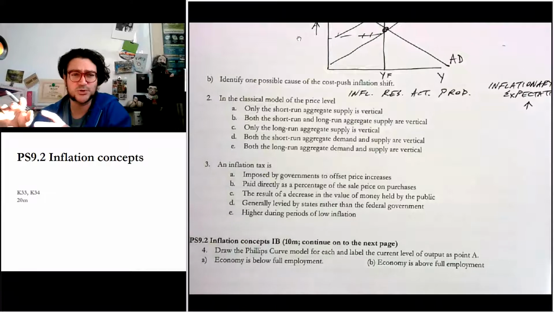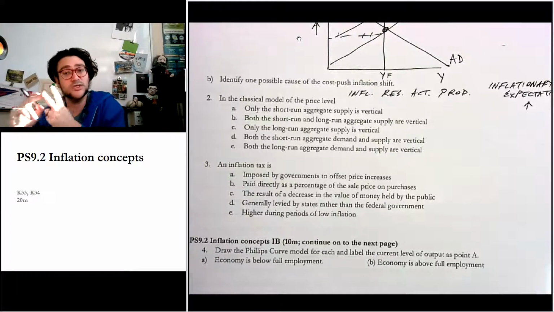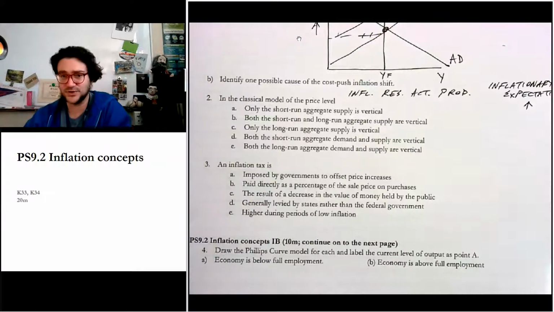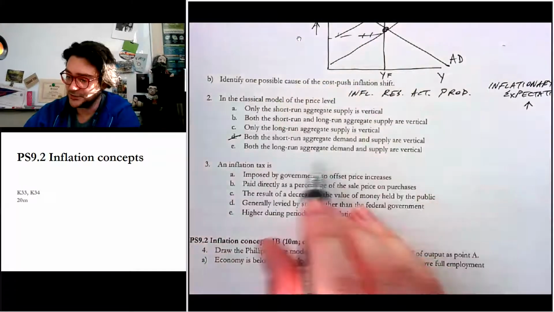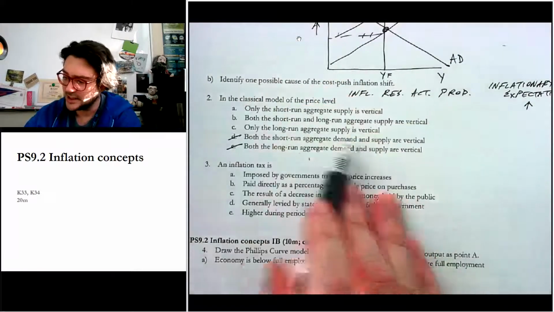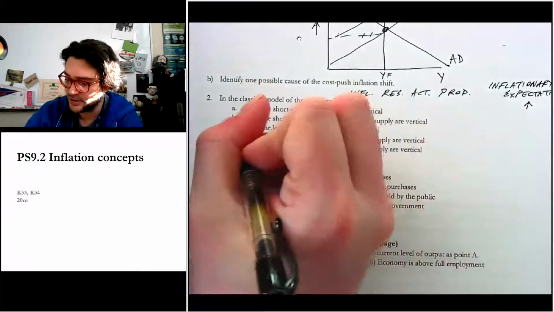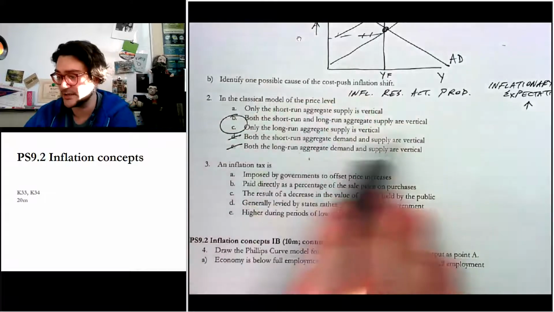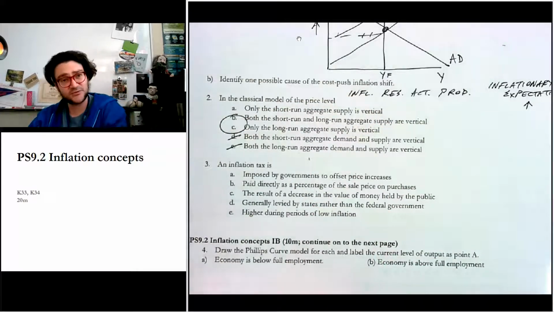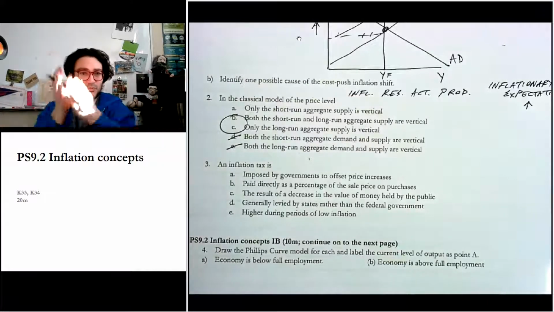And this is a multiple choice question from the book. So we'll kind of just talk through this for a second here. C says only the long run aggregate supply is vertical. Both the short run aggregate demand and supply are vertical. Well, that one's clearly not right. Both the short run aggregate demand, that's the long run, there is no long run aggregate demand. And so I'm going to go with, I don't know, B or C on this one, both the short run and the long, because there's really not a difference in the classical model between the long run and the short run, that they're just both vertical.